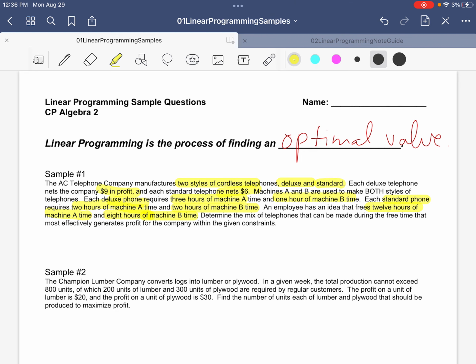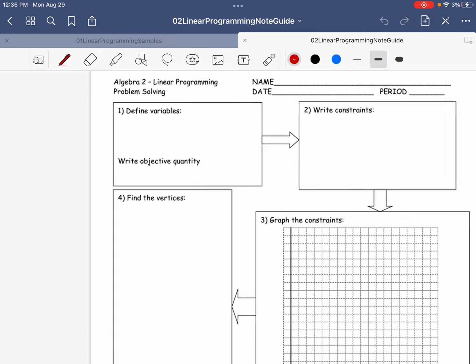Now, that's a lot of information. Now you get the idea of what I mean by putting this all together so that we can end up with the most effective, as it says here, profit for the company. In other words, we want to get the most profit. So let's begin the process of linear programming.